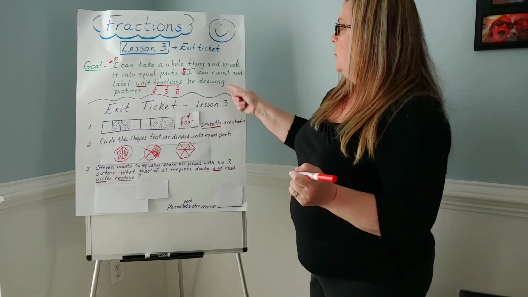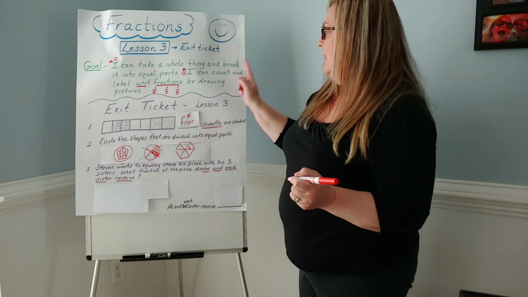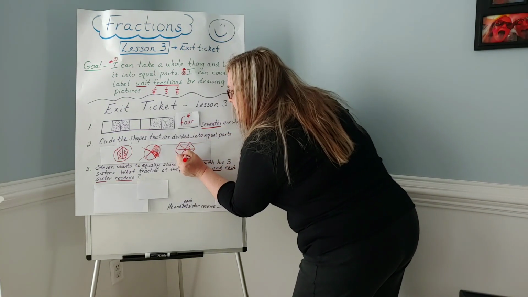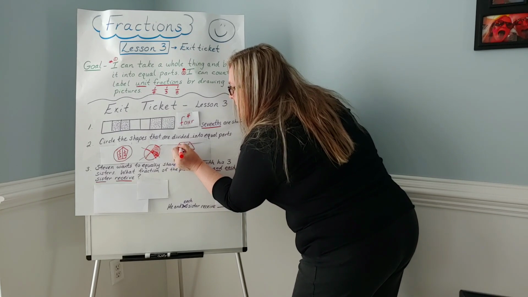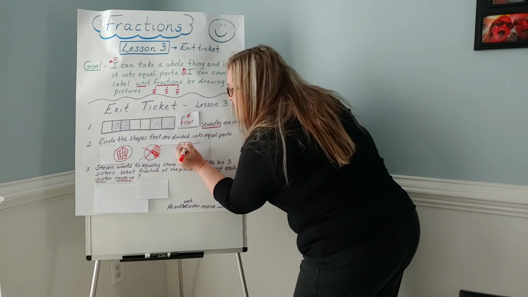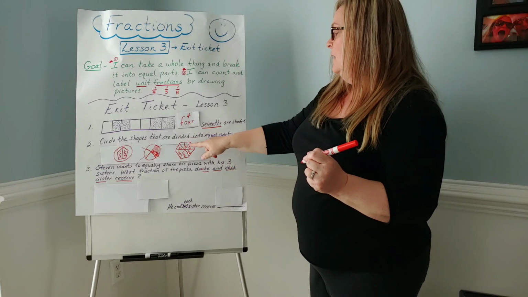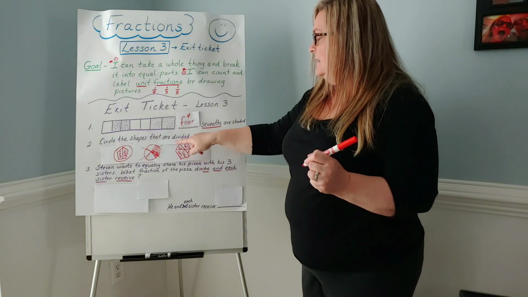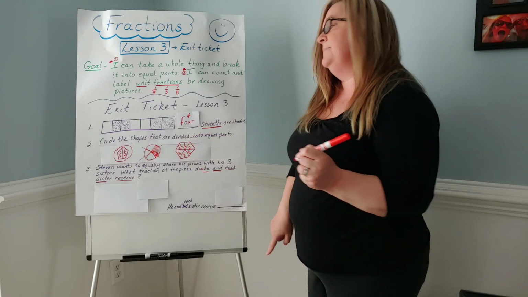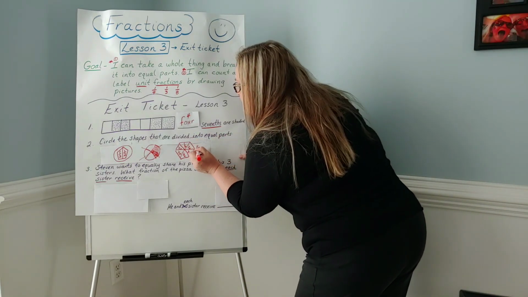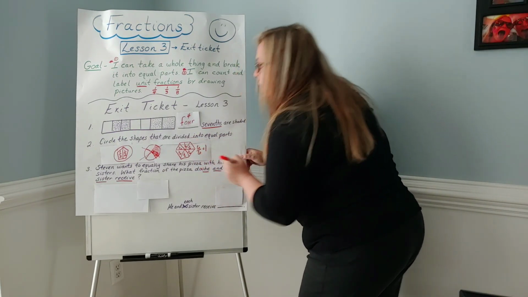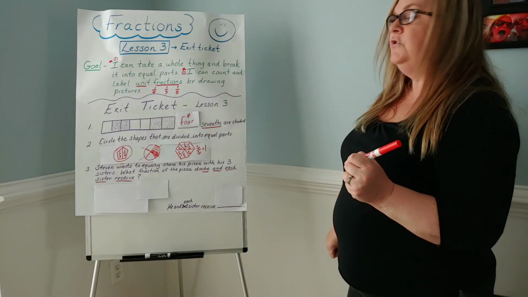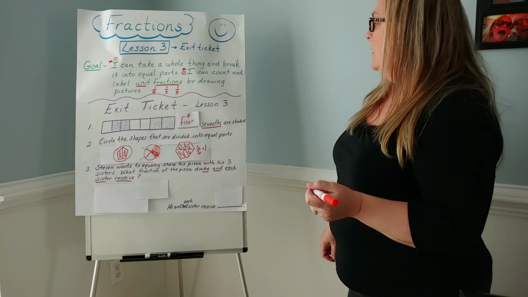But I'm remembering our goal that we have to label them and count them. So I'm going to go ahead and label these 1/6, 1/6, 1/6, 1/6, and then we'll count them. 1/6, 2/6, 3/6, 4/6, 5/6, and 6/6. Right? 6/6 is 1 whole. Remember, when we have all of them, they're 1 whole. The numerator and denominator are the same.